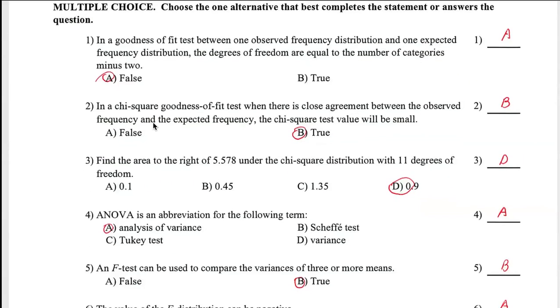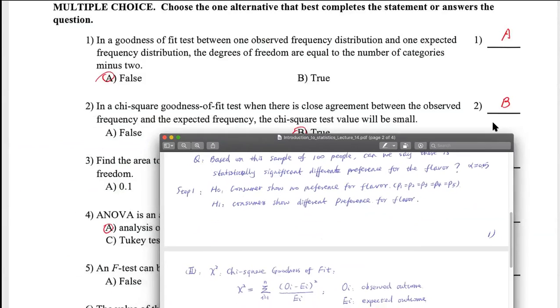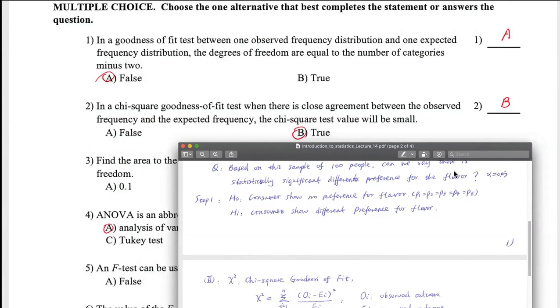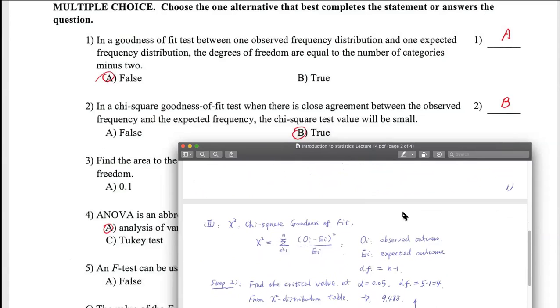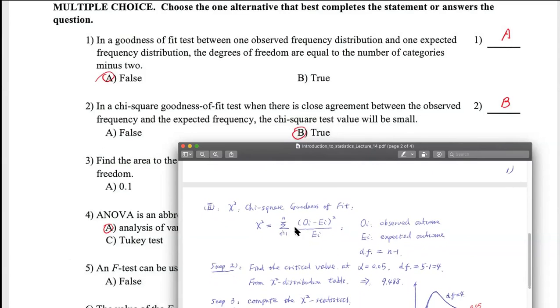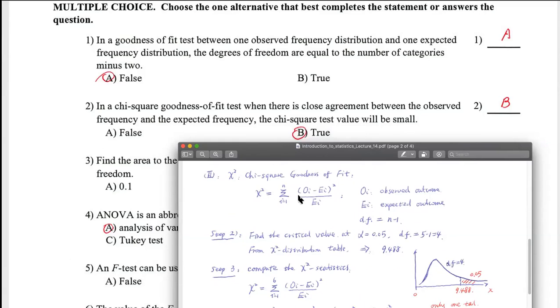Question number 2. In a chi-square goodness of fit test, when there is a close agreement between the observed frequency and the expected frequency, the chi-square test value will be small. I think we mentioned that previously in the previous homework. I can mention this one more time here. Remember the chi-square test, that's the formula, right? It's equal to the summation of (Oi minus Ei) squared divided by Ei. So what's Oi? That's the observed frequency. Ei, that's the expected frequency. And then the difference, and then square, right?